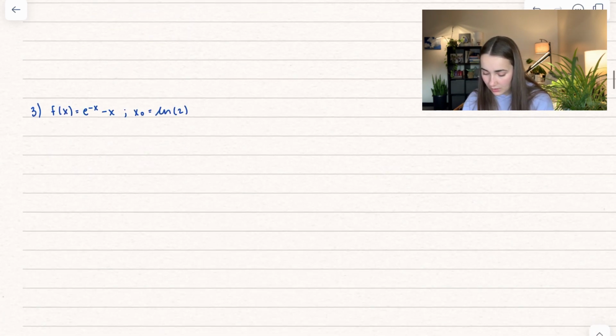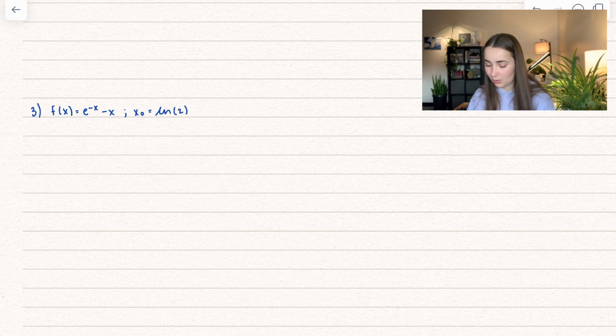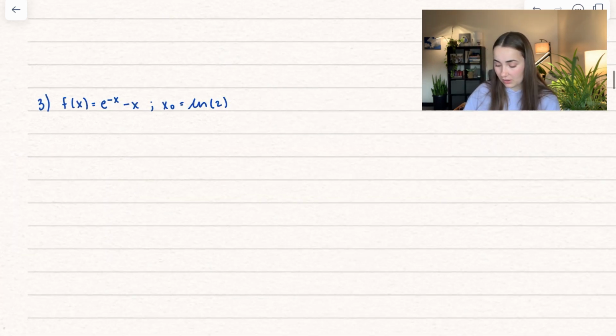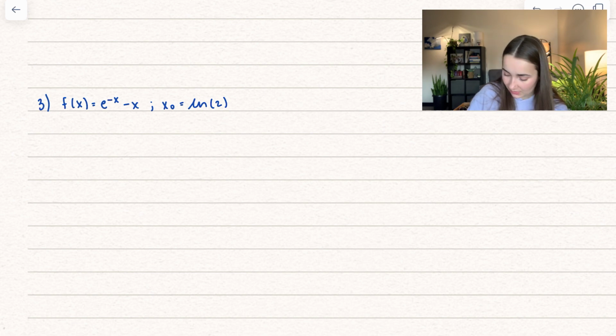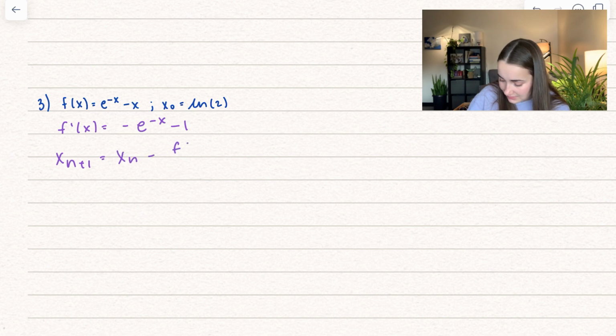And so let's go ahead and do one more. We have f of x equals e to the negative x, and we have x sub 0 is equal to the natural log of 2. So remember, in order to find the formula, the first thing that we have to do is find the derivative. So f prime of x is going to be negative e to the negative x minus 1. And here we can solve for x sub n plus 1, and this is going to be equal to x sub n minus f of x sub n divided by the first derivative at x sub n. So let's go ahead and plug in those values.